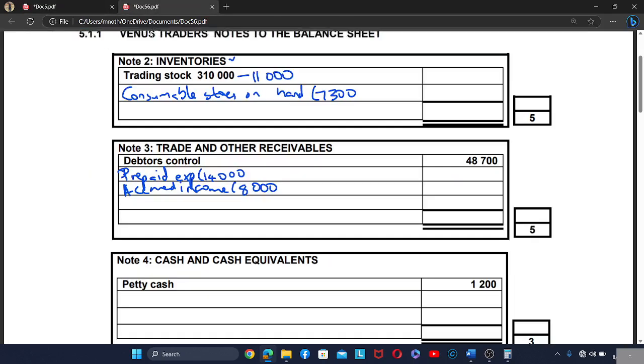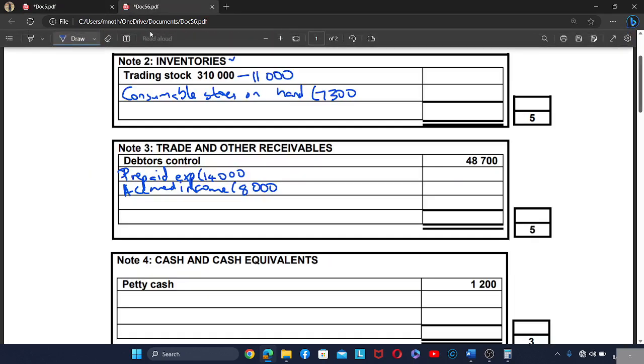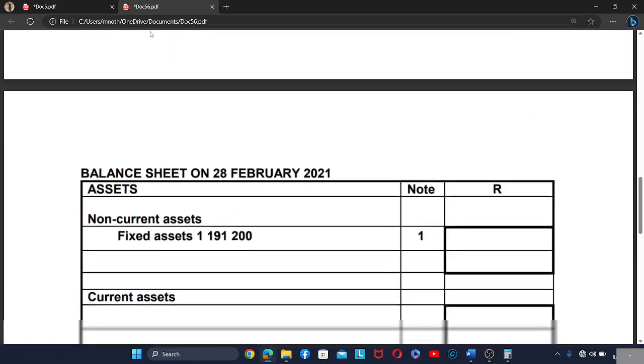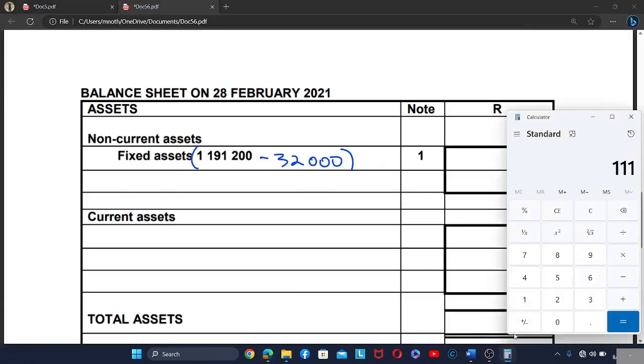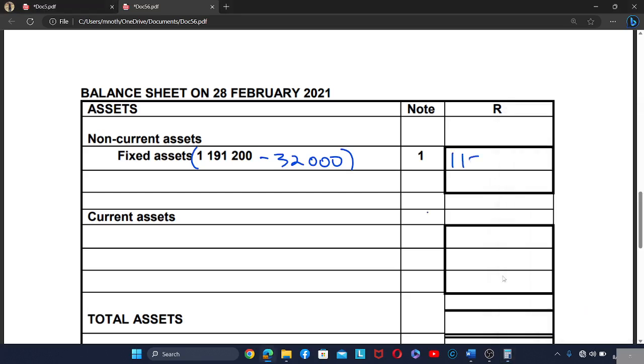So let's go to the fixed asset and decrease them because this 32,000 does not belong here under the fixed asset. So 1,191,200 minus 32,000, that is 1,159,200, right?